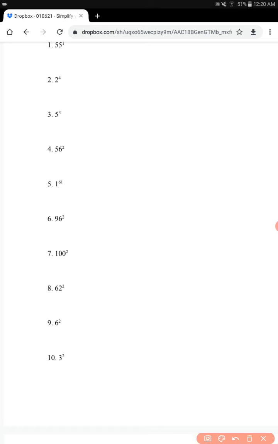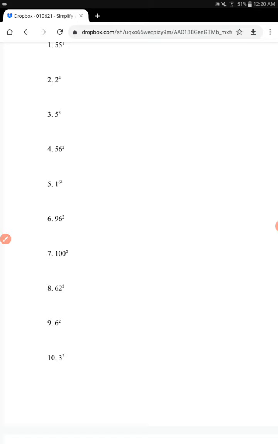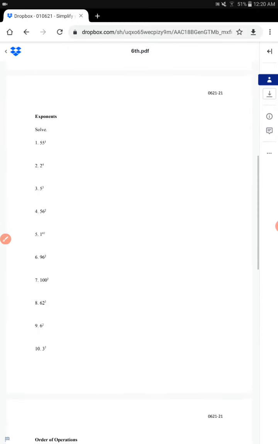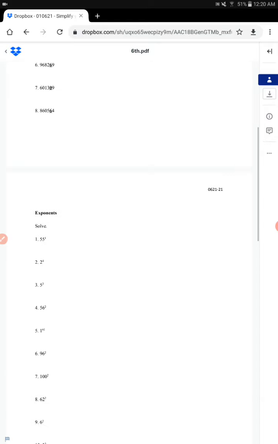Let's just do number 9 real quick. 6 times 6. 6 to the power of 2. And that equals 36, which is your answer for number 9. Alright. Here are all your questions. Let me go up too so you can see them again.